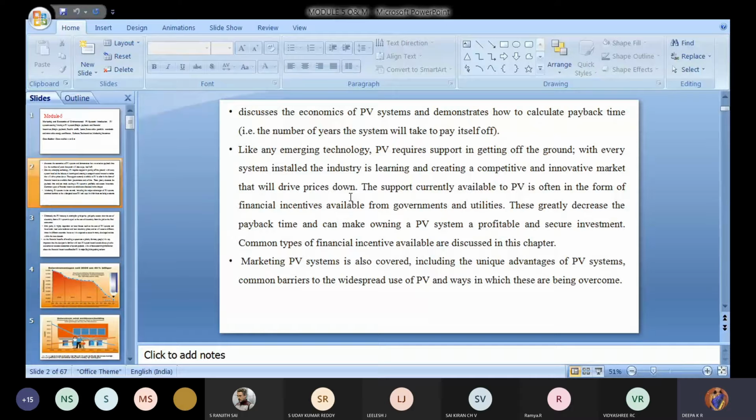Of course, cost is also one of the matters, but you cannot compromise on quality either. Quantity is fine, quality is also fine. So that's what they say. Every day it is like learning and creating a competitive and innovative market.